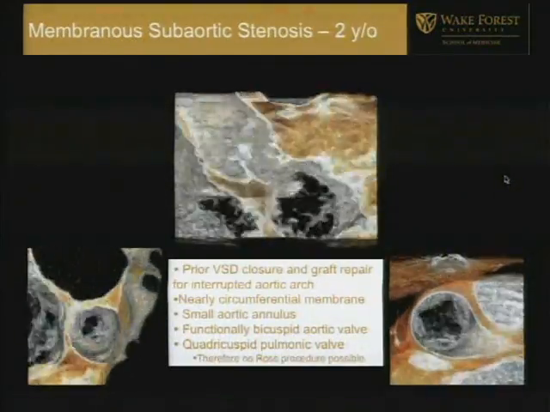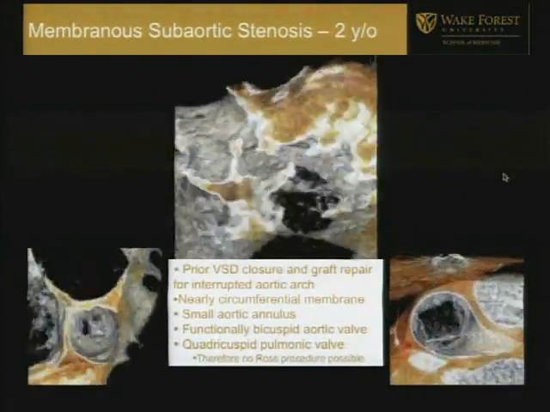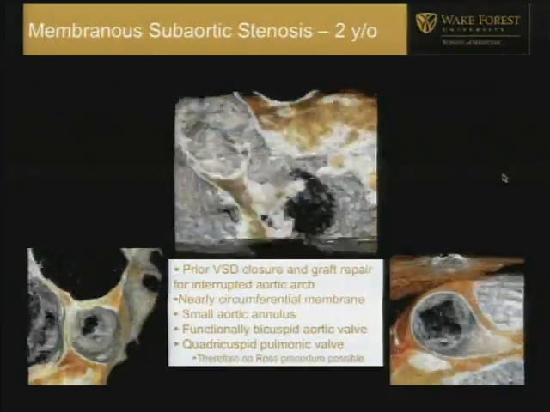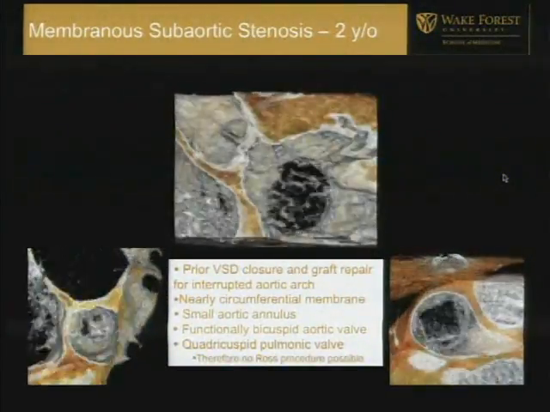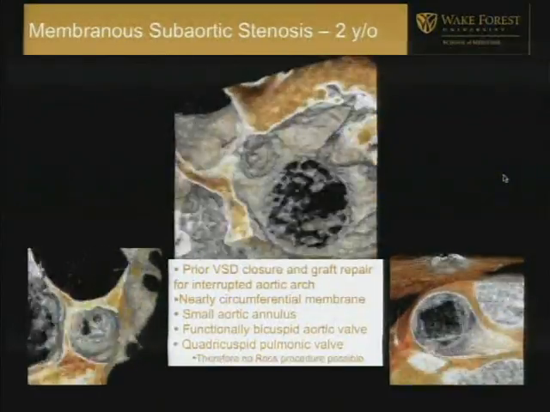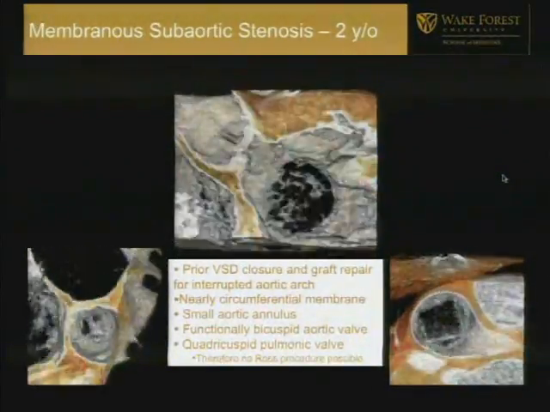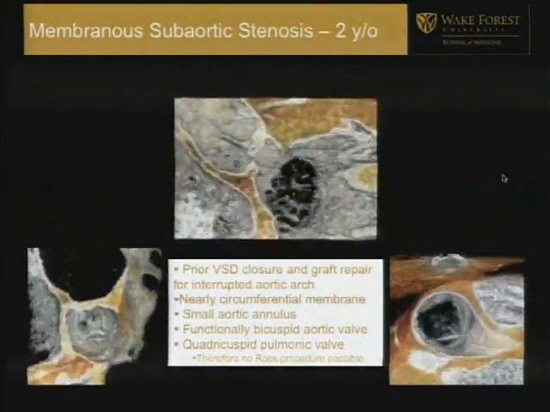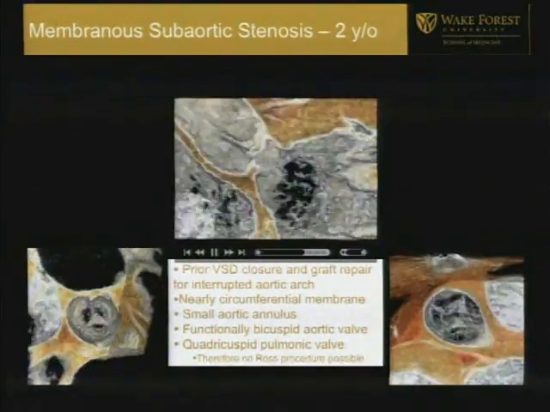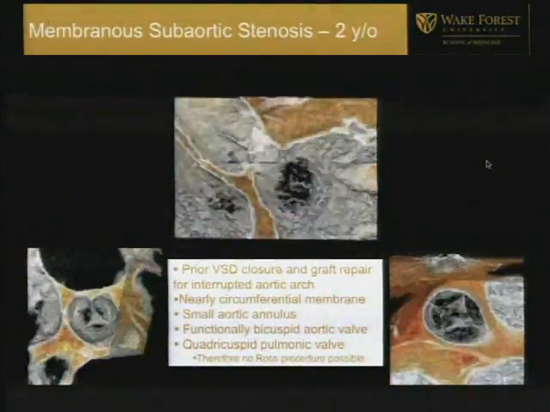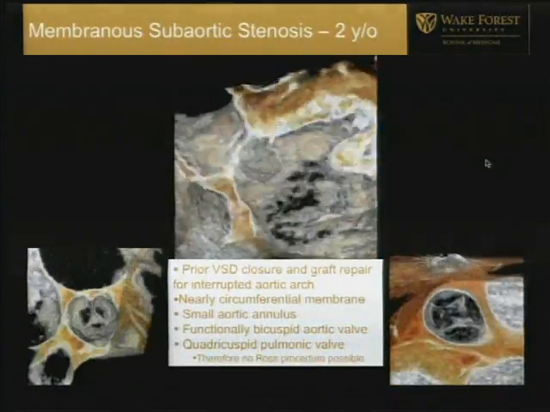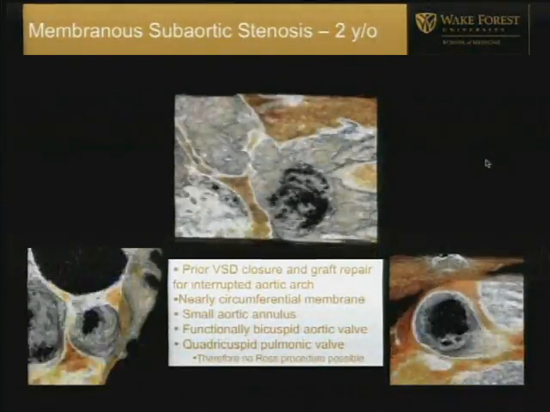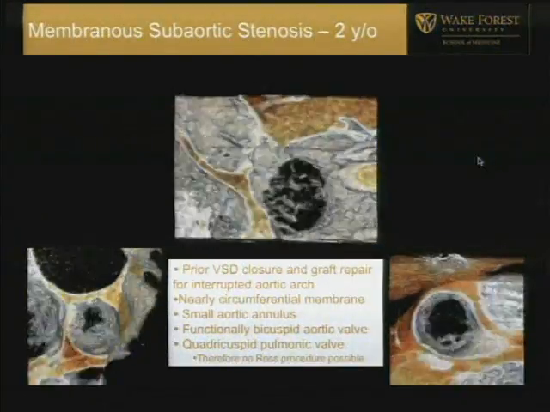And this is just another example in a 2-year-old child. This is a child who had an interrupted aortic arch, and she had a VSD, so she'd had one surgery to repair that, and on echo they felt like they were seeing a subaortic membrane. And let's start with the image up here at the top. First off, the image quality here is not as good, but we did this very low dose. This was about 0.6 millisieverts for this examination for this child.